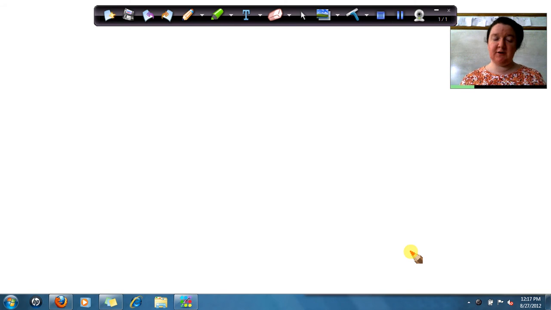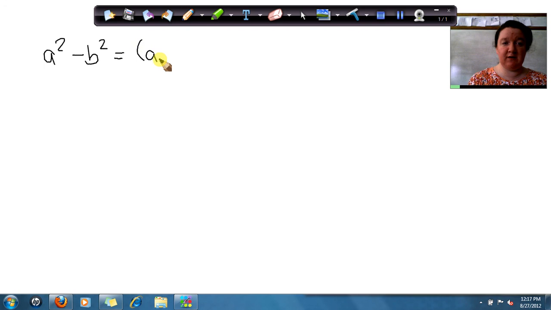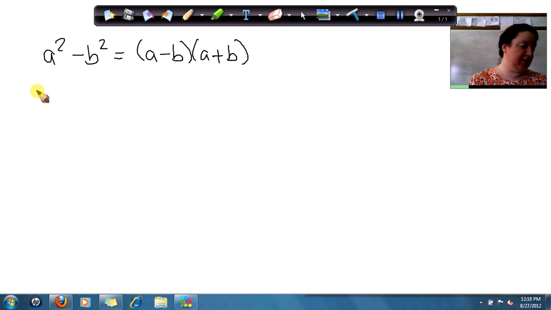Good afternoon. We're going to look at how to factor some special patterns of quadratic equations. First one we're going to look at is if I had the following. If I have something where I have a squared minus b squared, this one factors out to a minus b, a plus b. So an example would be something like x squared minus 16.